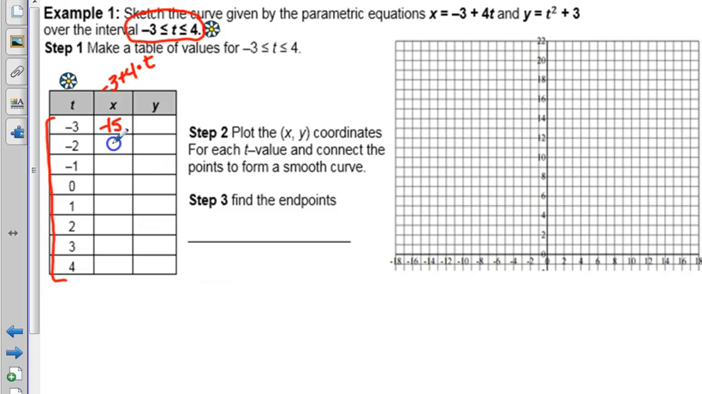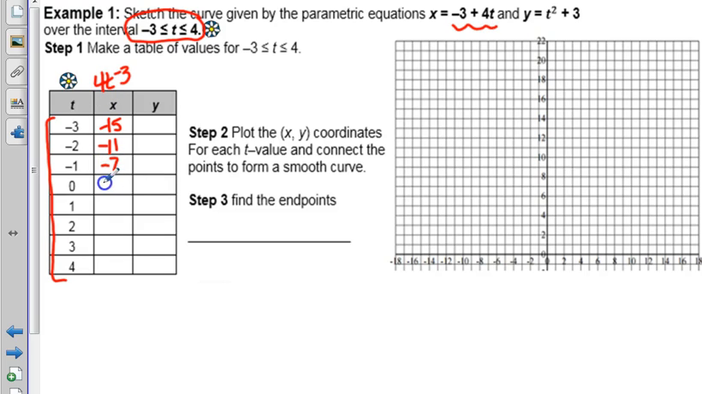How'd I do? Put in a -2, times 4 would be -8, and then plus -3. You know what? I'm going to rewrite this. Isn't that just 4t minus 3? I'm just rewriting this to make it faster. So 4 times -2 is -8, minus 3 is -11. What's -1?